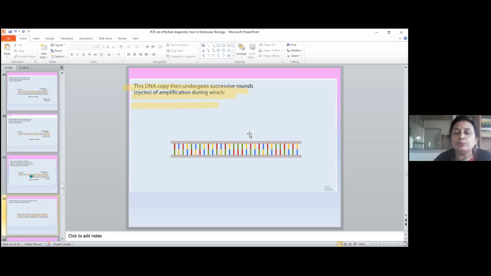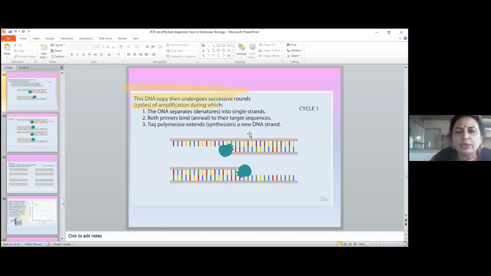Here now starts your PCR reaction. This target DNA will undergo many cycles. Every cycle will have three steps, as I told you. Number 1, DNA denaturation. Number 2, annealing of primers. And number 3, complementary DNA synthesis or primer extension. So the three-step cycle will be repeated multiple times, and this DNA copy will be amplified. You can see here the DNA separates, denatures, then annealing of primer.